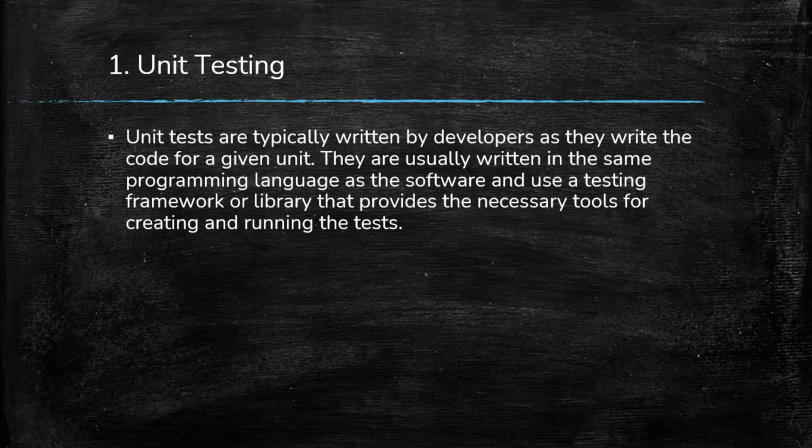Unit tests are typically written by the developer as they write the code for a given unit. So when the developer writes a method, for example, it is a unit of code. They are usually written in the same programming language as the software and use a testing framework or library that provides the necessary tools for creating and running the tests.